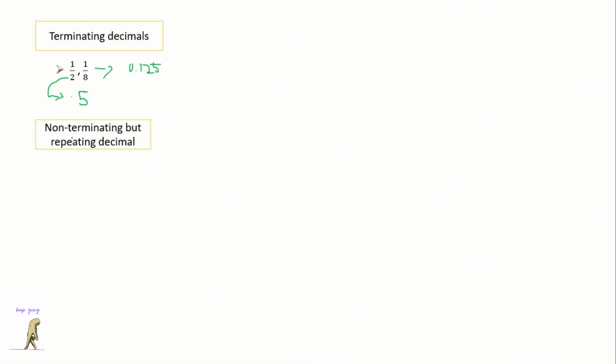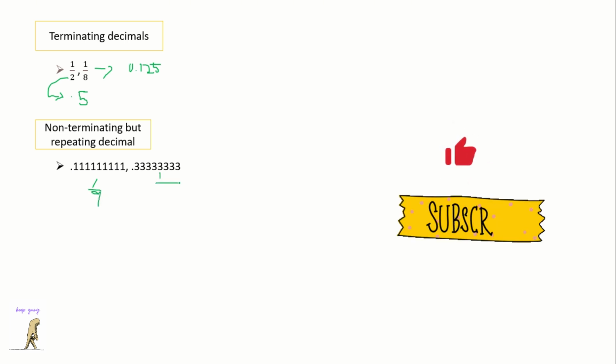Unlike this one, the non-terminating. It is 0.1111, and it continues on forever. It continues the number, and it can be a ratio. We know that 0.1111 is equal to 1 over 9, and 0.33 is 1 over 3.